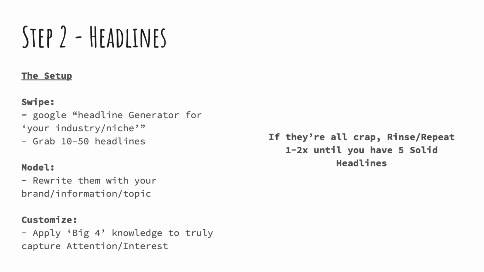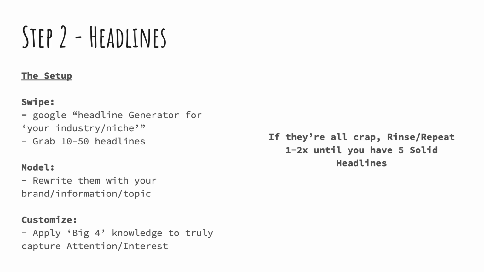Now, here's how you actually do the writing. Keep in mind the principles we just discussed, but this is how you do the writing. First off, the first part you do is swipe. Just go to Google and type in the phrase headline generator for whatever your industry is. So if you're a real estate agent, headline generator for real estate, headline generator for buyer listings, et cetera, et cetera, et cetera. Whatever your industry or your niche happens to be, Google has already aggregated the top articles that are trying to capture your attention right now with headlines.